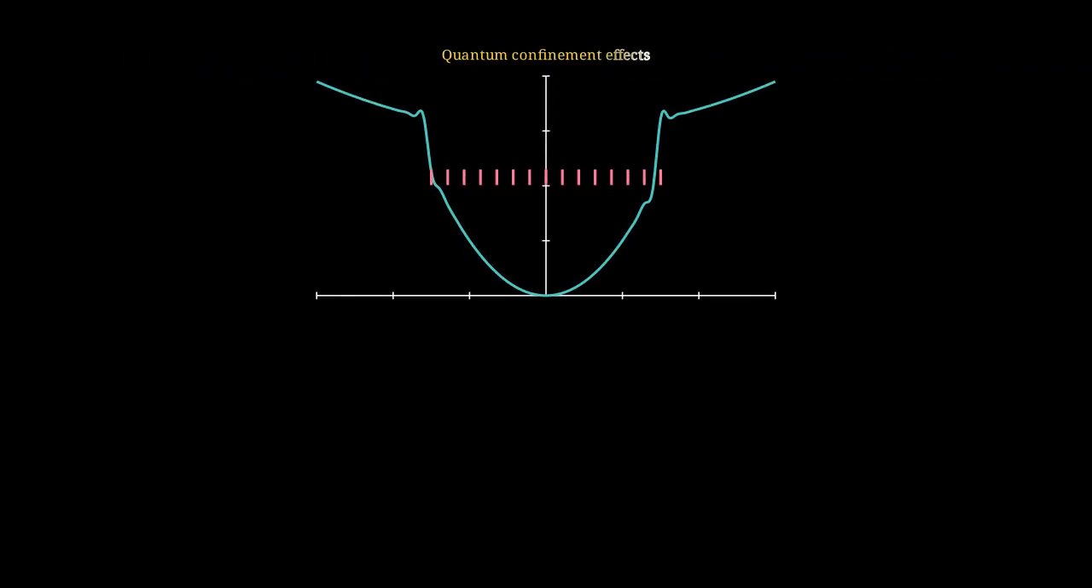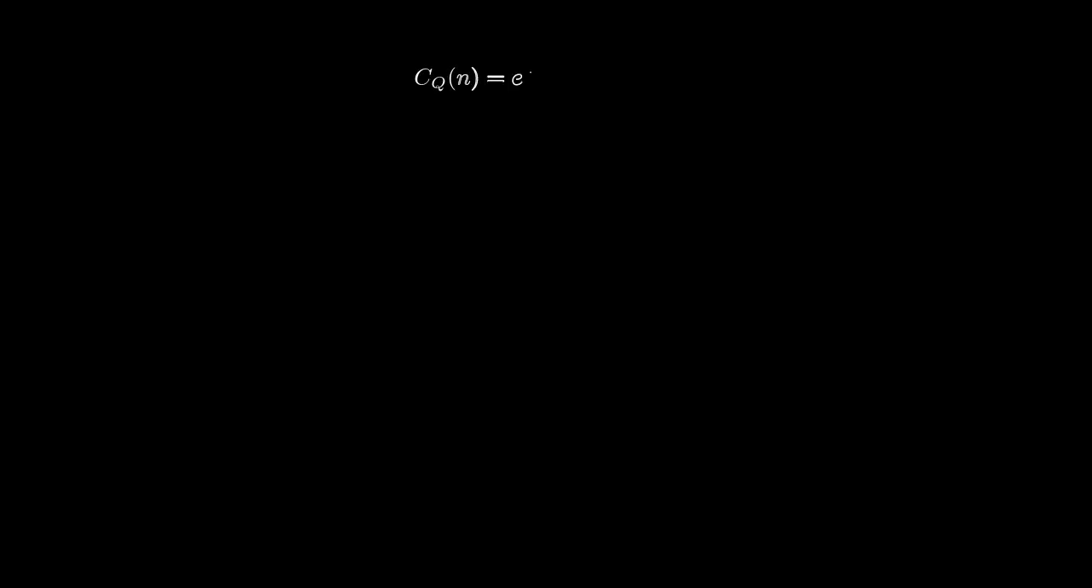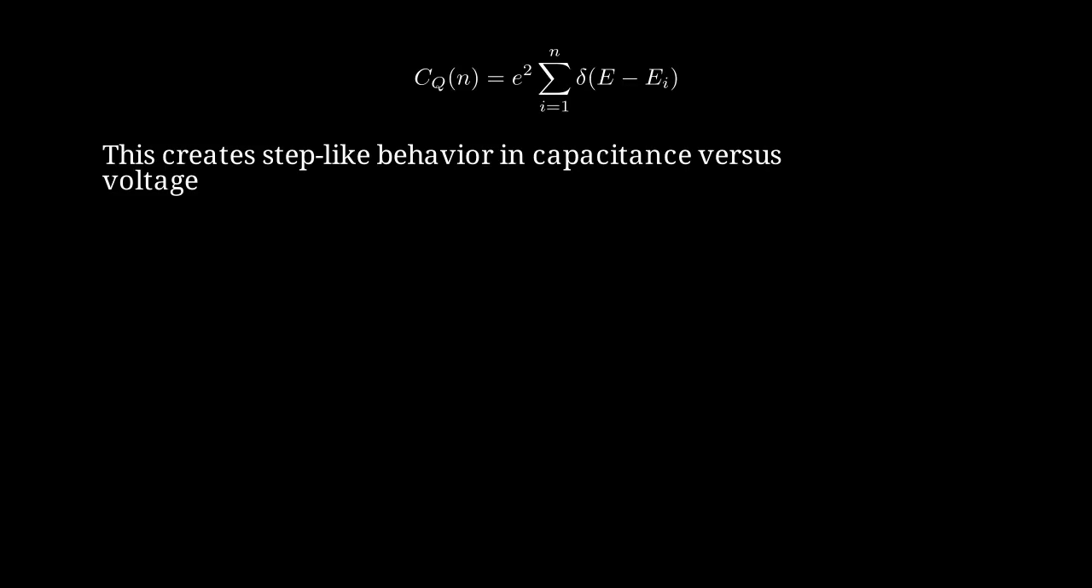Let's explore some advanced concepts that make quantum capacitors even more interesting. Quantum confinement in ultra-thin materials creates discrete energy levels, leading to quantized capacitance values. The quantum capacitance becomes a sum over discrete energy levels. C quantum of n equals E squared times the sum of delta functions at each energy level. This quantum confinement creates step-like behavior, where capacitance jumps discontinuously as voltage changes and new energy levels become accessible.